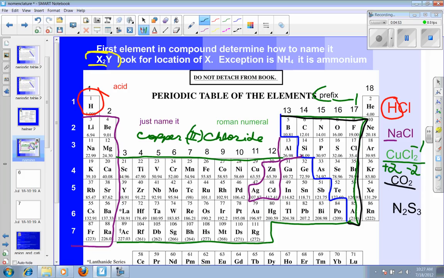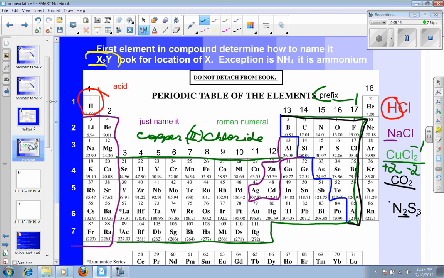So we take a look. Where is N? Is N in the just name it? No. Is it in the Roman numeral? No. It's sitting over here in the prefix section. So we do dinitrogen, just like we did carbon. We don't change the ending of the first element. We just give it a prefix if it requires one. It's not a mono. But we do change the ending to S, so it's trisulfide.